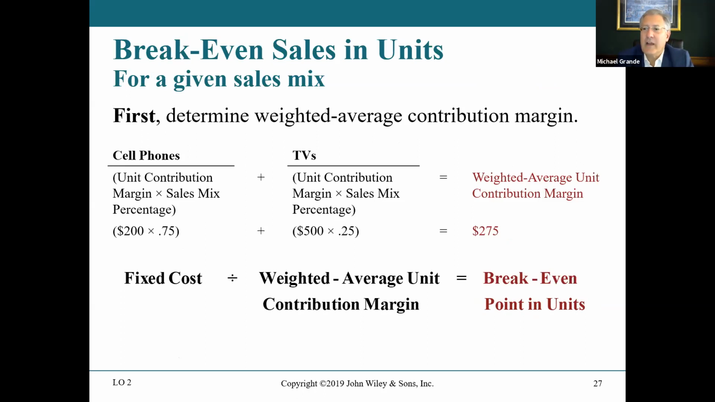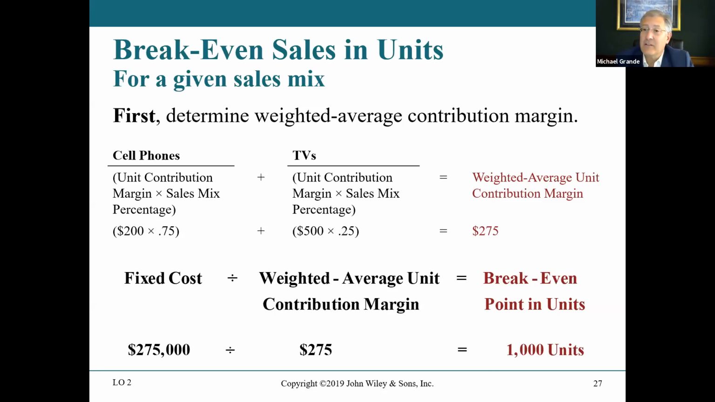So determine the weighted average contribution margin. We just did that. What is the break-even point in units? The total fixed cost of $275,000 divided by the weighted average contribution margin of $275. They need to sell 1,000 units in total between the two products, cell phones and TVs. Well, how many TVs and how many cell phones?